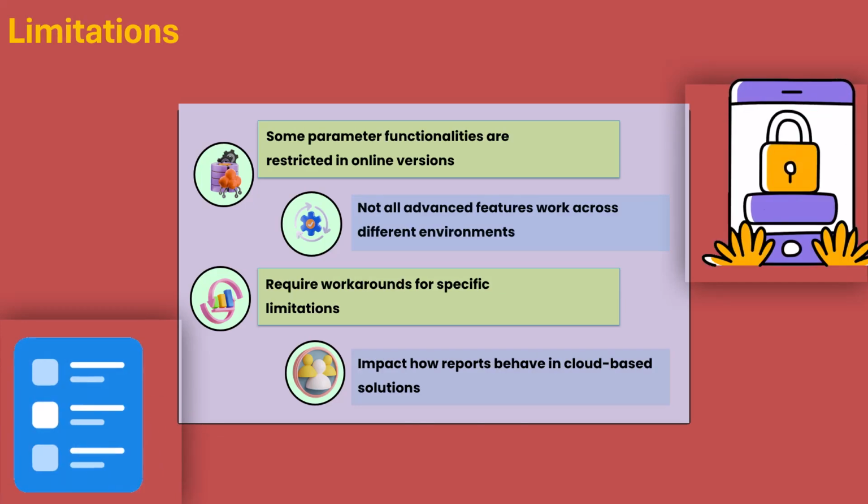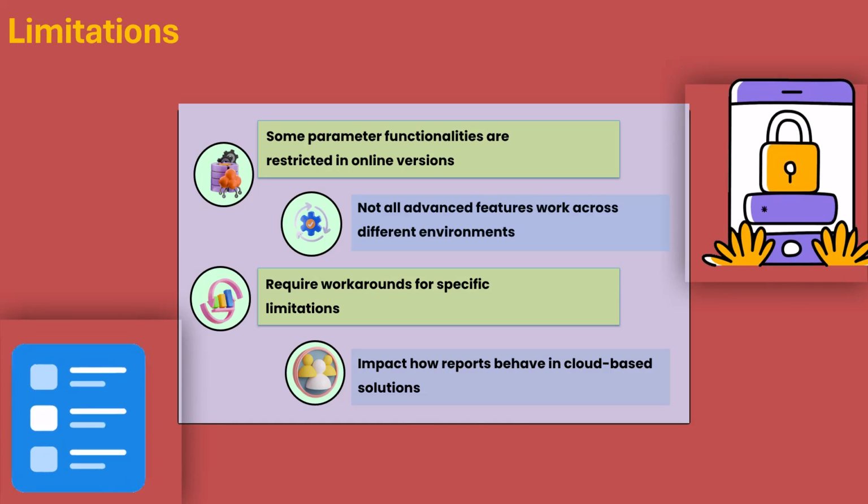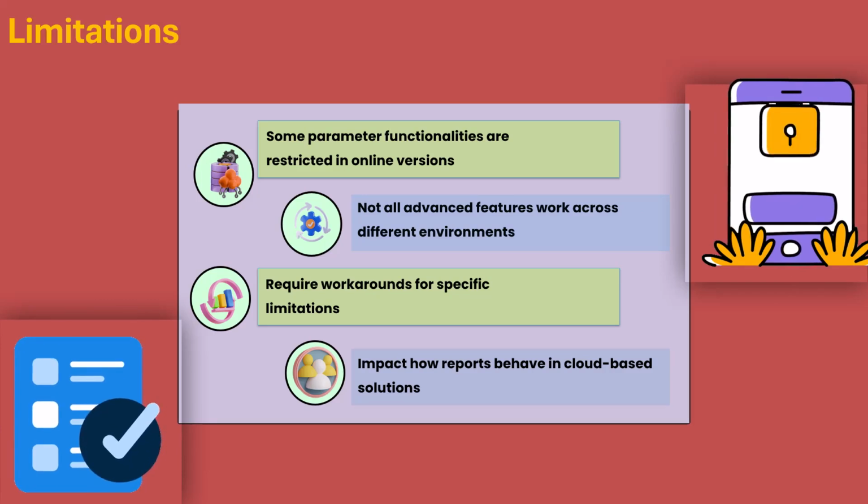As much as we love parameters, they have their quirks. Some functionalities don't carry over into online versions, requiring adjustments. It's a bit like loving a feature on your phone that disappears when you switch models. Frustrating, but manageable with the right approach.